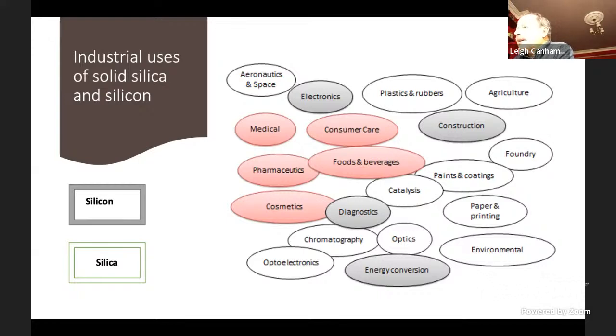We're going to be looking at some of the areas where nanoporous silicon has been developed for products, the pink areas. And what distinguishes them is a lot of them have regulatory bodies who control what's going on.